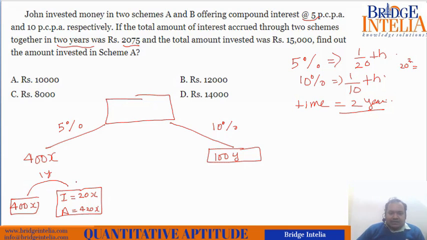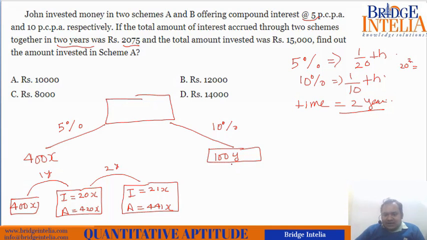this is 1 year. At the end of 2 years, interest: current amount is 420. So 1 by 20th of 420. So 21x, updated amount, 420 plus 21. So 441x.